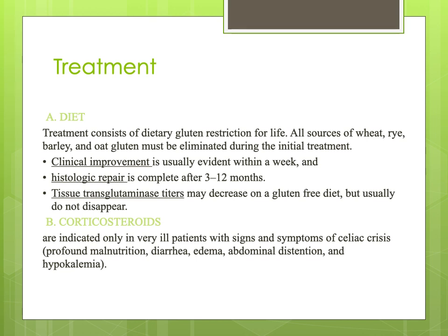Treatment of celiac disease depends mainly on putting the patient on gluten restriction for life. So all sources of wheat, rye, barley, and oat must be eliminated during the initial treatment. When the patient is on a gluten-free diet, clinical improvement is usually evident within a week. Subsequently, the patient will have histological repair, which is usually complete after 3 months to 1 year. Serological markers like tissue transglutaminase titer may decrease on a gluten-free diet, however, they usually do not disappear from the serum.